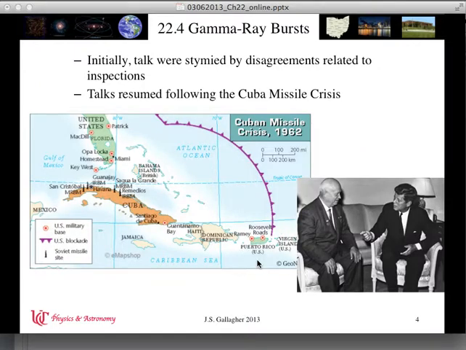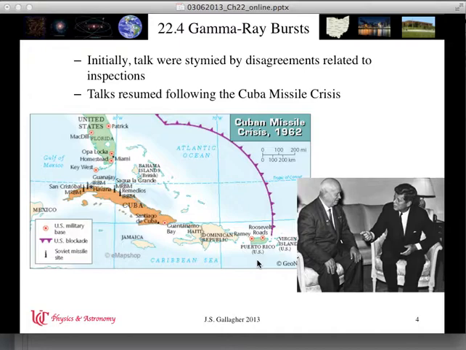So this general outcry ultimately led to talks being initiated between the United States and the Soviet Union that would ultimately lead to a testing ban. Early talks were stymied by disagreements over how you would enforce a nuclear test ban. The United States wanted to engage in inspections, and the Soviets feared that it would lead to spying, naturally, so the talks halted.